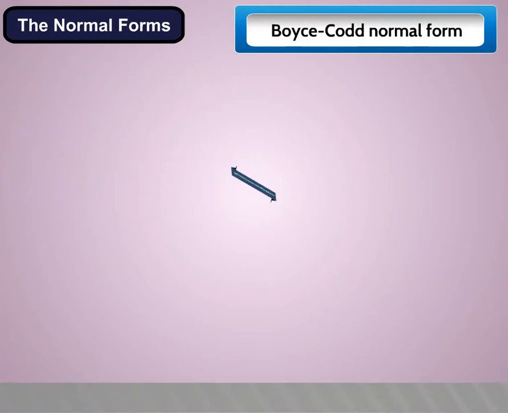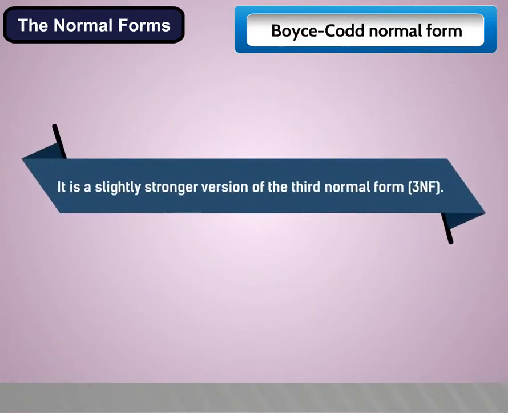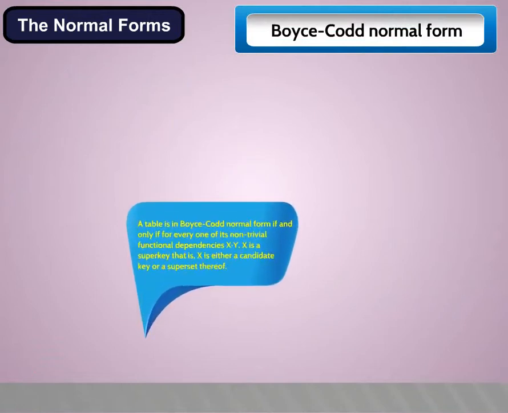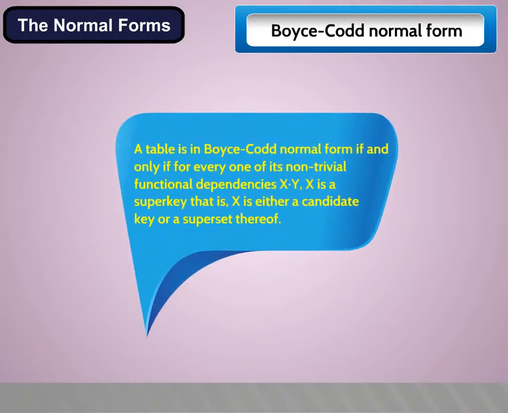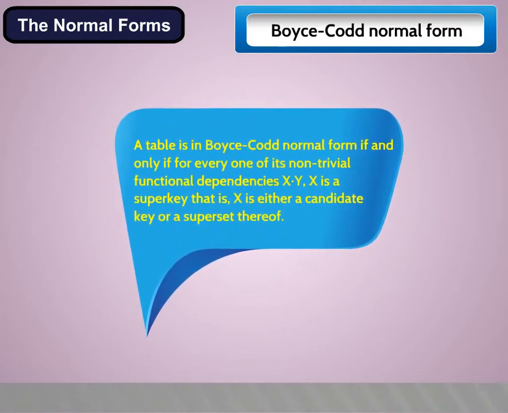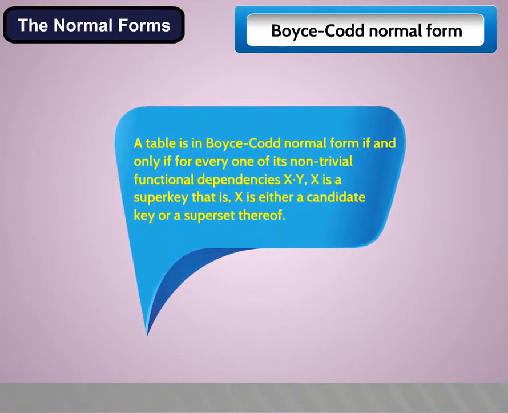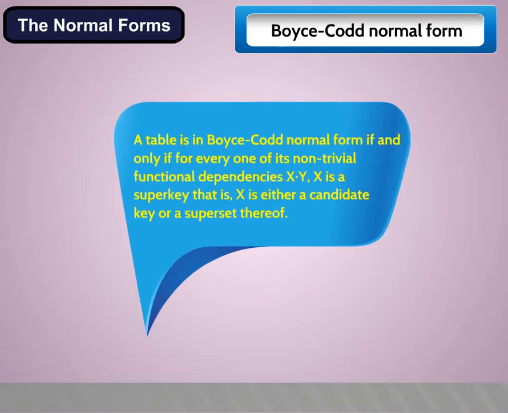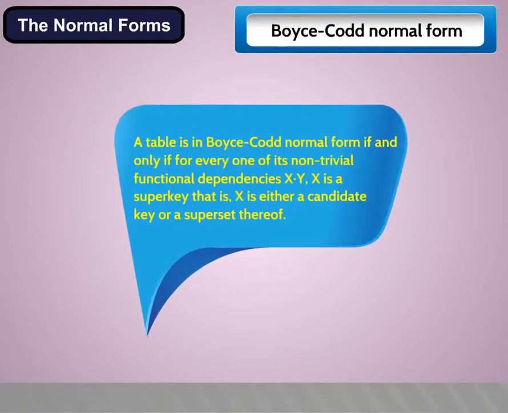Boyce-Codd normal form. It is a slightly stronger version of the third normal form, 3NF. A table is in Boyce-Codd normal form if and only if for every one of its non-trivial functional dependencies X → Y, X is a superkey, that is, X is either a candidate key or a superset thereof.